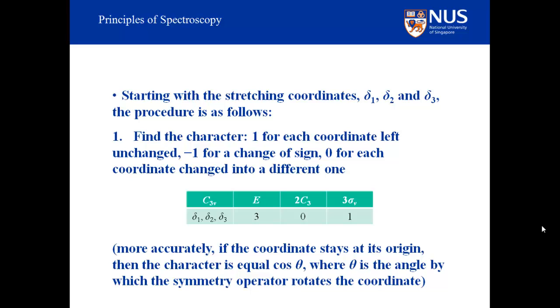Under the 3 sigma v mirror planes, one coordinate is left unchanged, as the coordinate is in the mirror plane, whereas the other coordinates are transformed into one another. Thus, overall, the character under the sigma v mirror planes is plus 1.